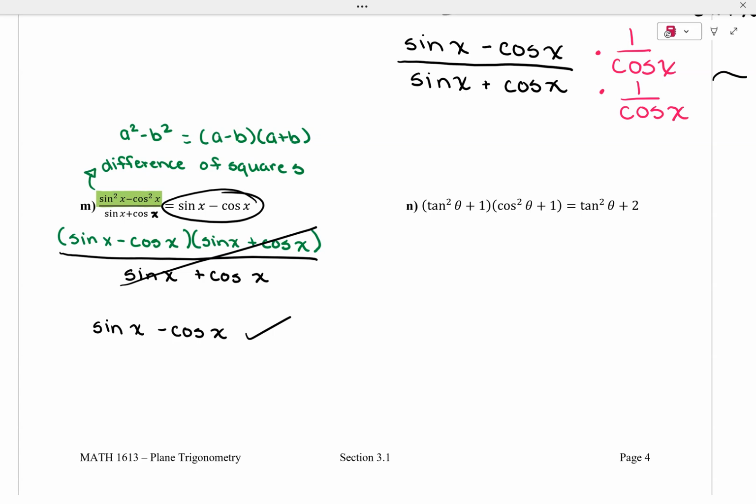Okay, let's look at the next one. We have tangent squared of theta plus 1, and then cosine squared of theta plus 1 equals tan squared theta plus 2. Okay, so we need to get this. Let's try multiplying this one out. Okay, so we're going to get tan squared of theta plus tan squared plus cosine squared plus 1.